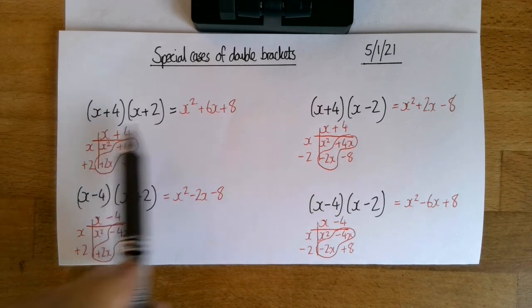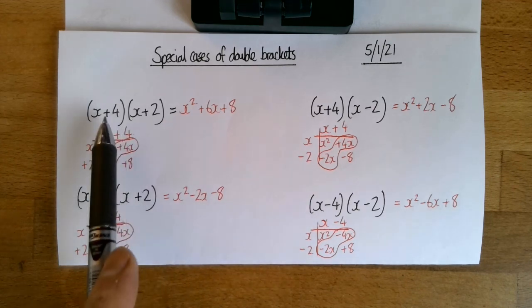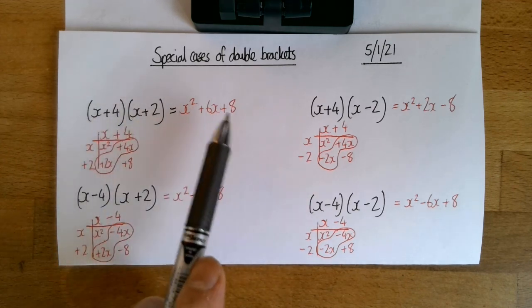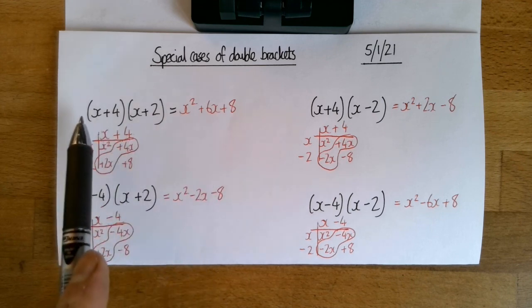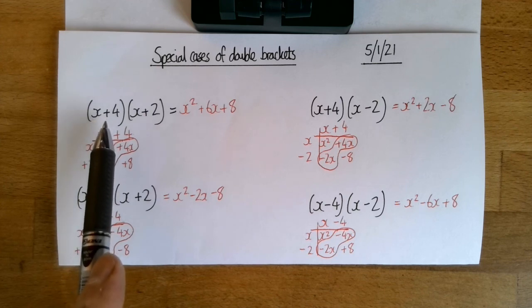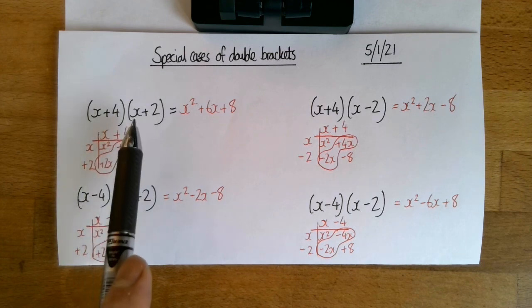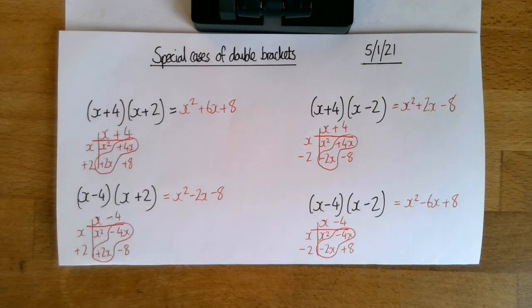Now, this was a family, wasn't it, if you remember, of questions where we had positives and negatives and both negative. We're only going to have questions today where everything's positive. This is quite a fiddly process, so I'm going to make it a little bit easier today by saying, right, we're only going to have this sort of problem where the two brackets in the question have x plus one number and x plus another number.